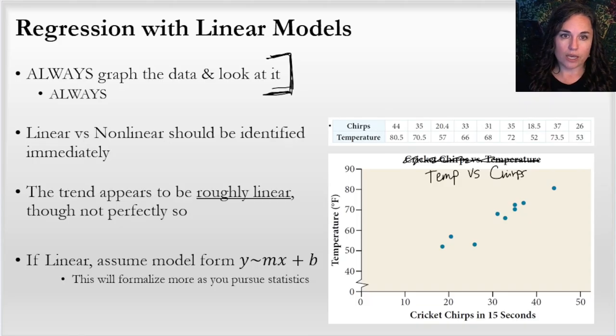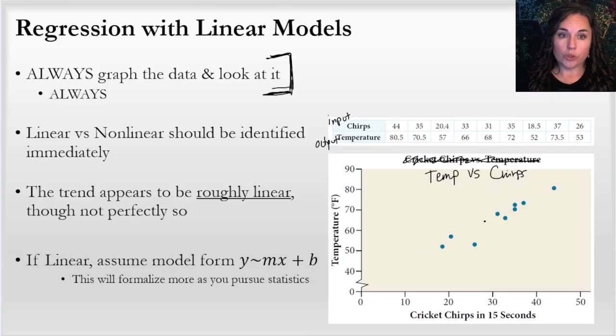The chirps they have as the input variable. And if you know the number of chirps, that means you can predict what the temperature is. If you listen to a cricket chirping and then you put it into this function, you can say, oh, now I know the temperature. Okay, so temperature versus chirps.